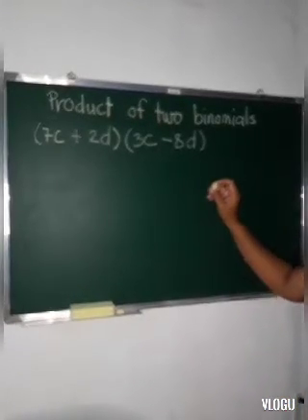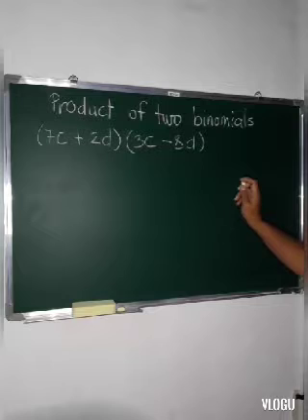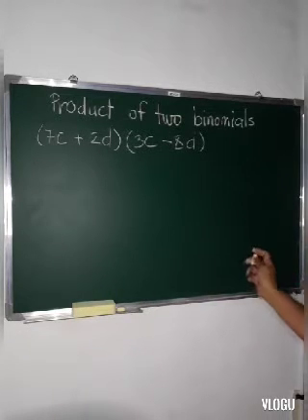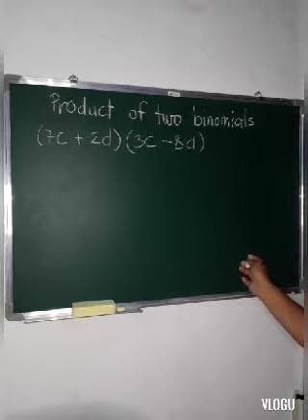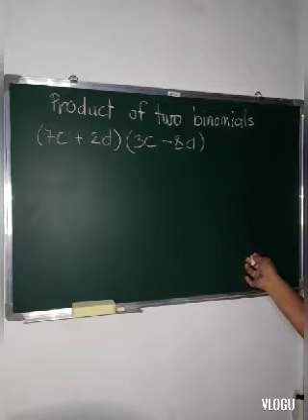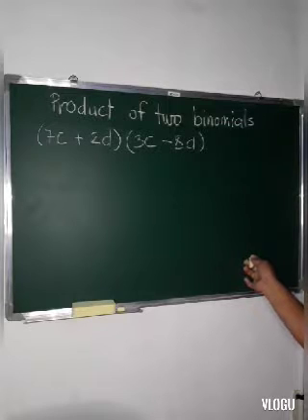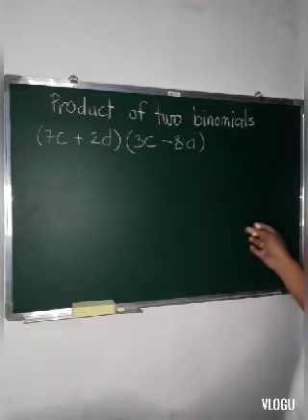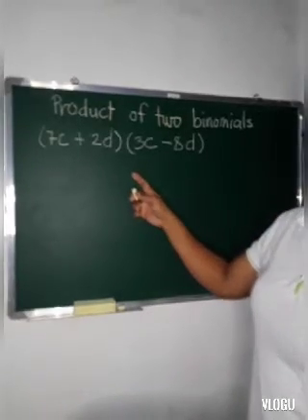Okay, so our lesson for today is about the product of two binomials. So we have an example here. In getting the product of two binomials, we can use different ways. We can use FOIL. So I'll give you an example for this using FOIL.